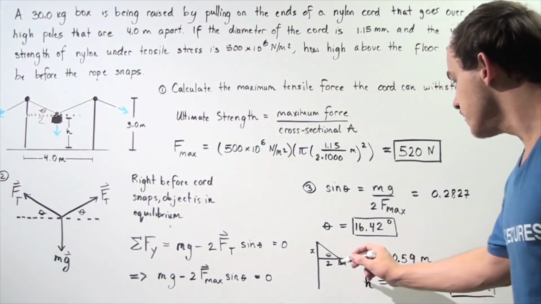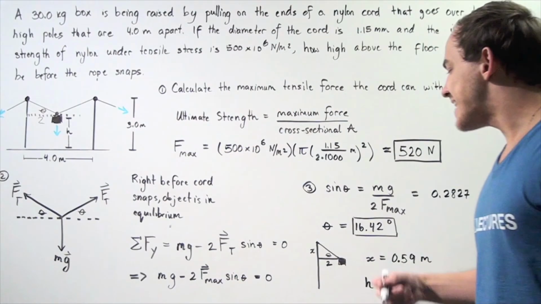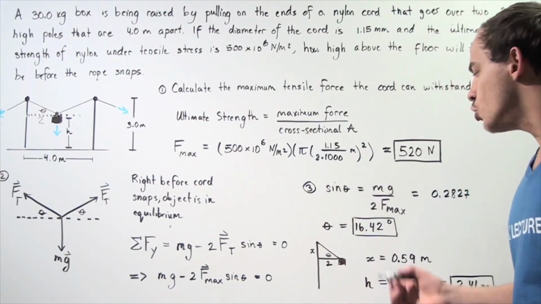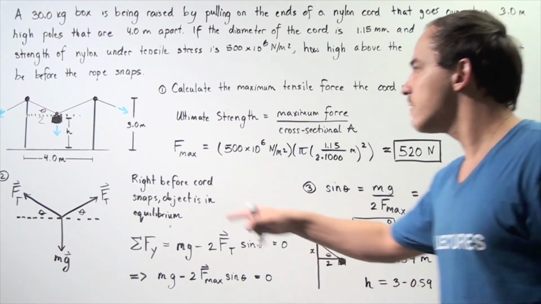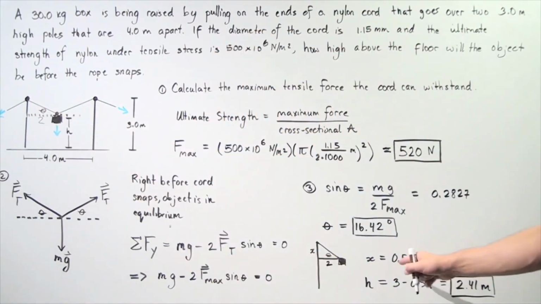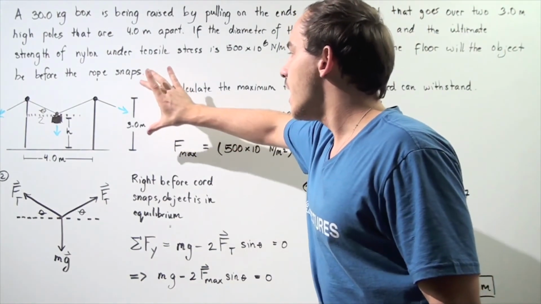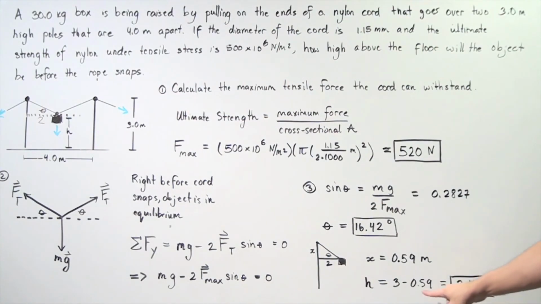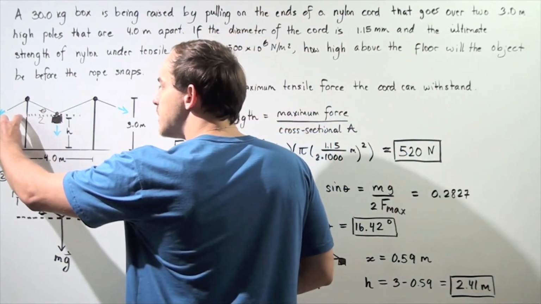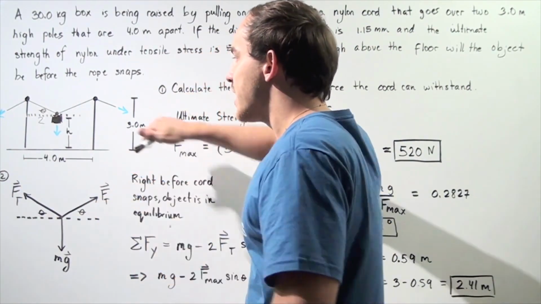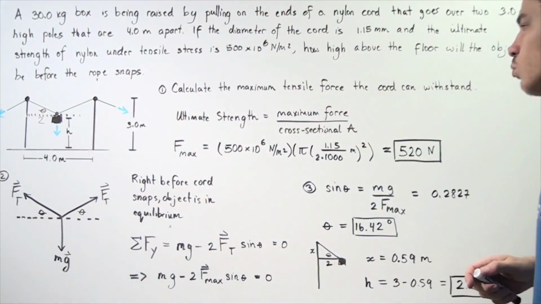So we take the tangent of this angle and multiply it by this base 2, and we get x. The height of this triangle is 0.59 meters. And now we take the entire height, 3, and subtract our value of 0.59 meters, and we get 2.41 meters. So that means this quantity here, the height right before our rope breaks, is 2.41 meters.